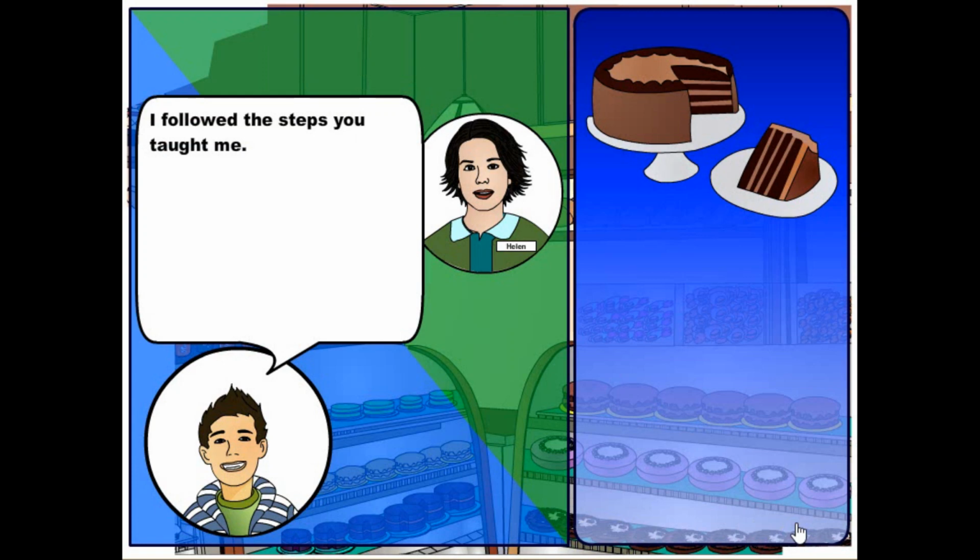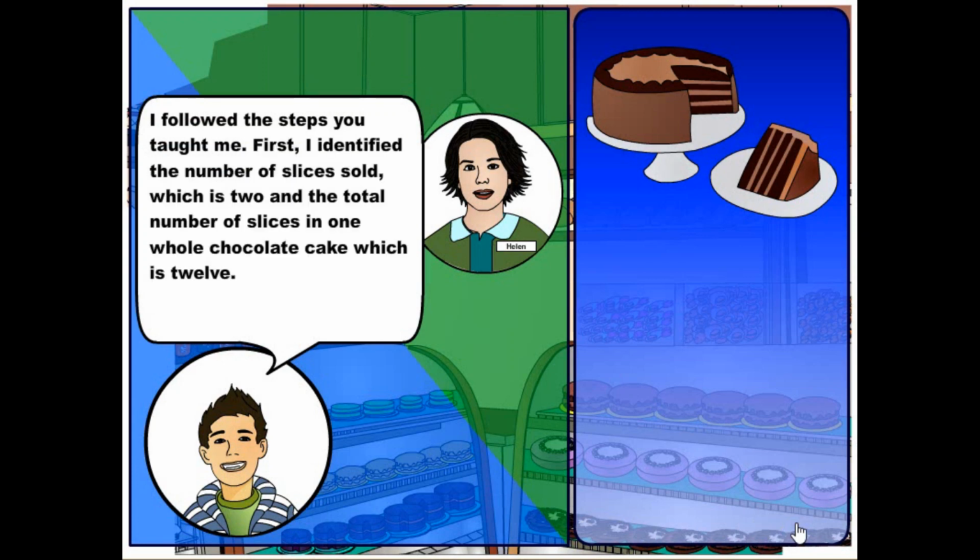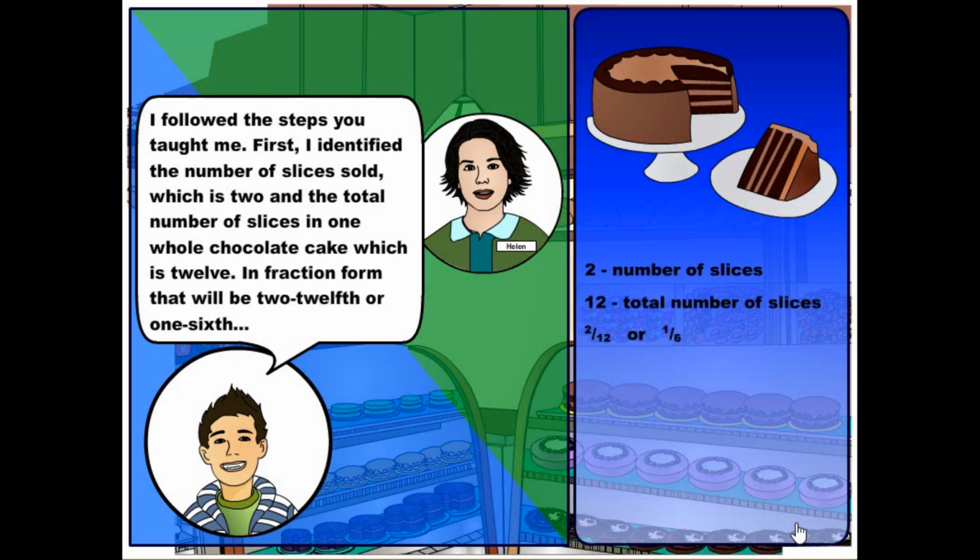I followed the steps you taught me. First, I identified the number of slices sold, which is 2, and the total number of slices in one whole chocolate cake, which is 12. In fraction form, that will be 2/12 or 1/6.